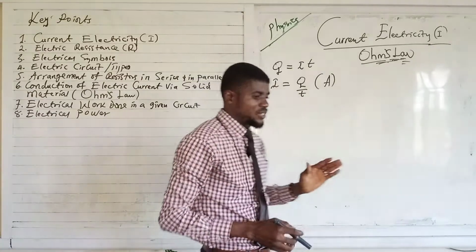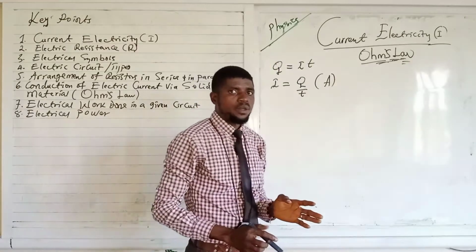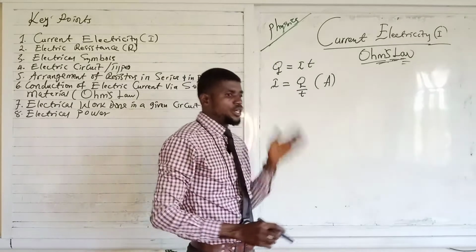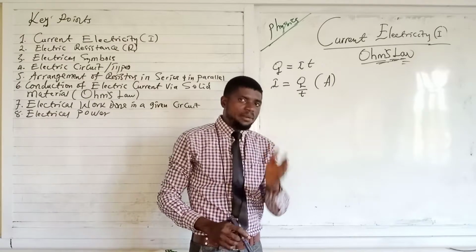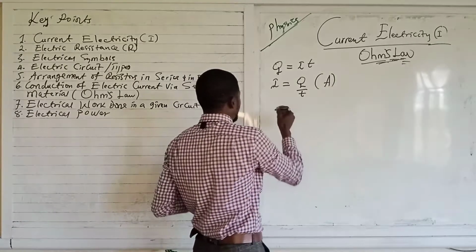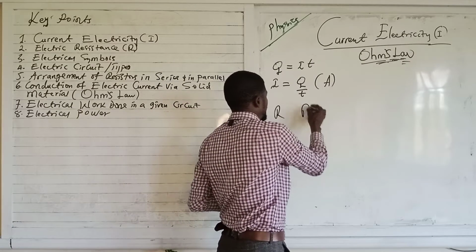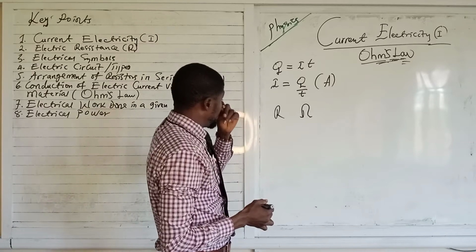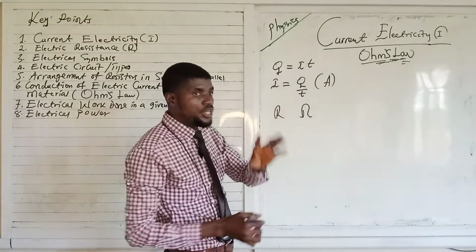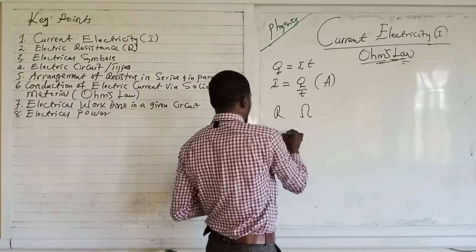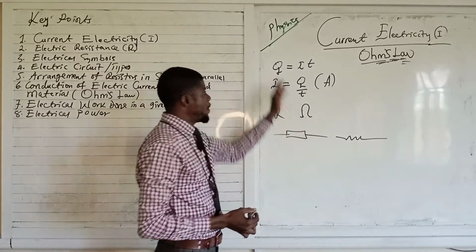So electrical resistance is simply the opposition to the flow of electric current. It is measured in the units of ohm, named after the man who discovered it, George Simon Ohm. The letter representing electrical resistance is R, while the unit is the ohm, and the symbol is something like this or something like this. We are coming to this later.